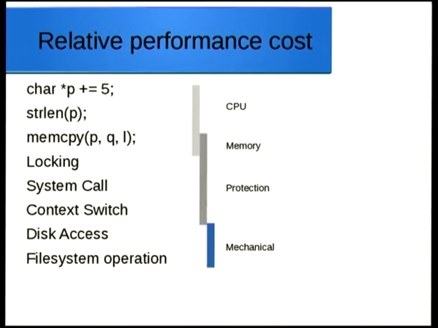This graph shows the relative performance cost of various operations. Increasing a pointer, really cheap. File system operations, really, really expensive. As in, nowadays we have SSDs, but when this graph was first made, you would actually have to move physical atoms around to read stuff off disk. System calls, also kind of expensive. So we try to minimize the number of system calls, which is where the title comes from.